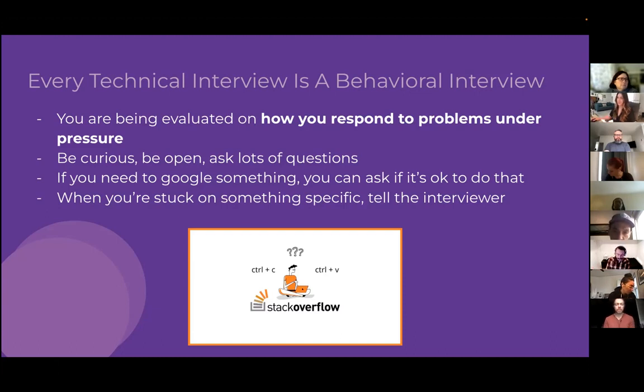Some things that you can do to be successful with that are always being curious about the problem, trying to understand at a deeper level what's going on, asking the whys, asking the hows, right?